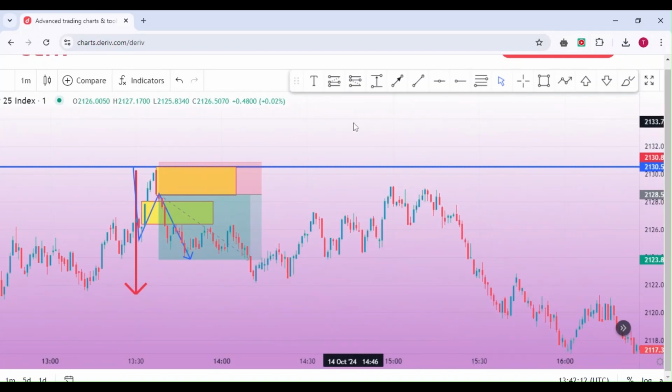So that's how you just check. You first check on the 15, then to the 1 minute.